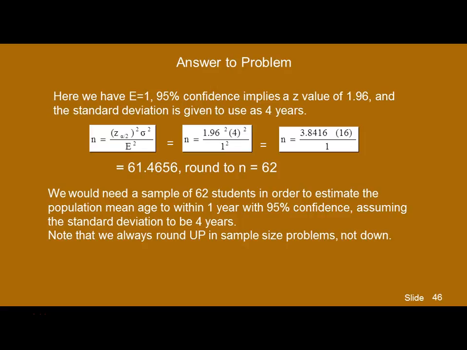Notice a little technical point. We always round up sample size problems. If you get a fraction, round it to the next larger number. Do not round it down. And the reason for that is, if you want a certain level of confidence and you want no more than a certain margin of error, then the prudent thing to do is round up that fraction. If you round it down, you might not have as much confidence as you thought.